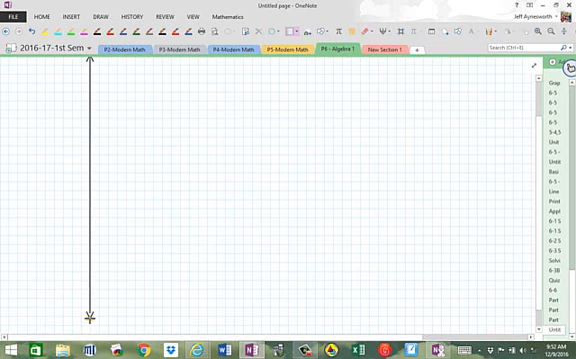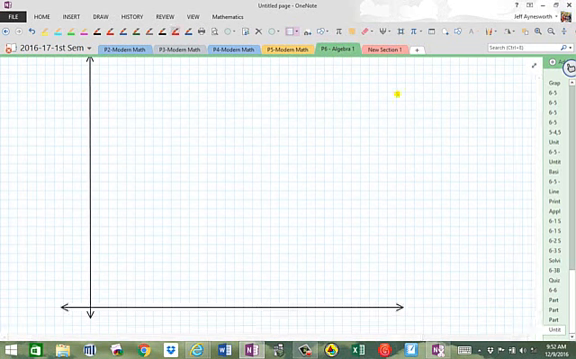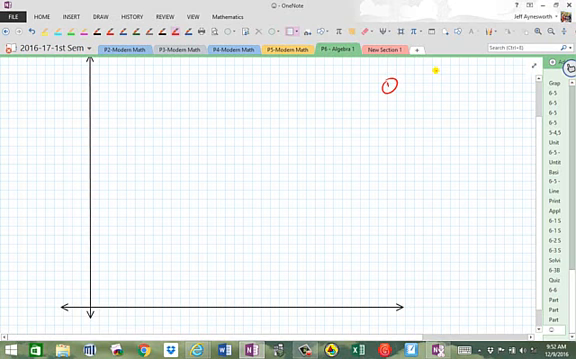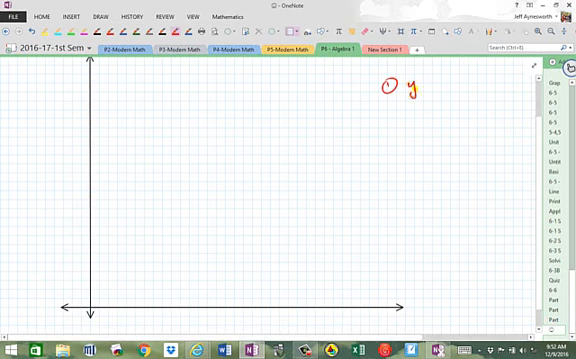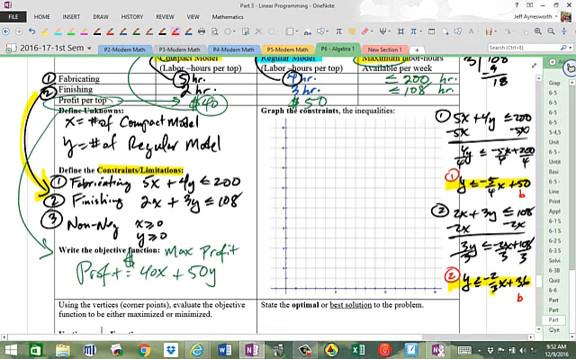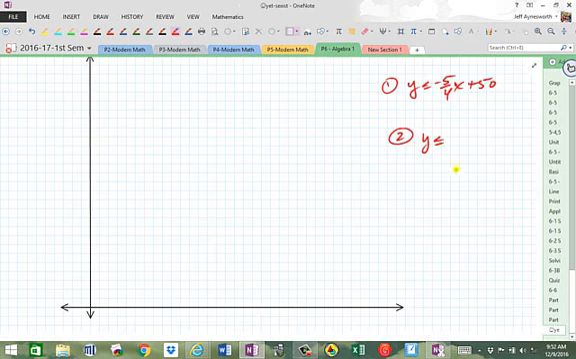So inequality number 1, if you look at your notes right there, is y is less than or equal to negative 5/4 x plus 50. And then number 2, y is less than or equal to negative 2/3 x plus 36. Slope, y-intercept, slope, y-intercept. So here we go.